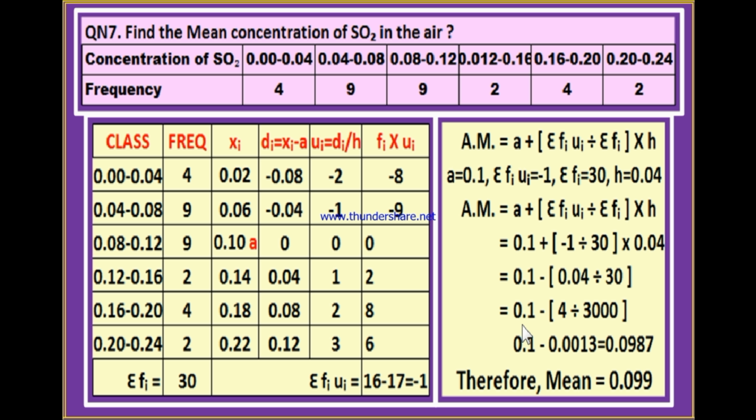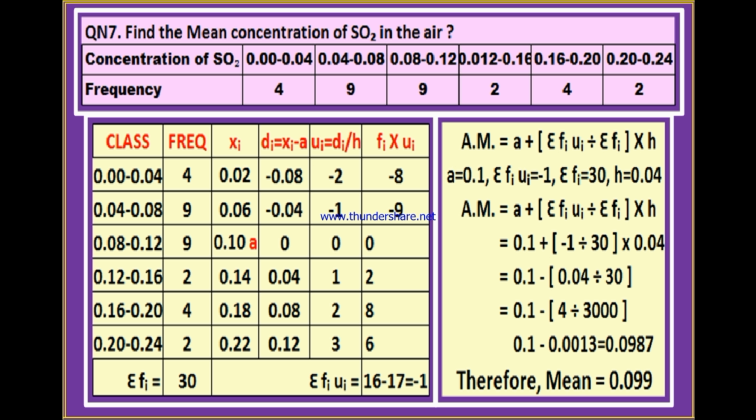If you subtract 0.0013 from 0.1, you will get 0.0987. Therefore, the arithmetic mean of the given data is 0.0987. If you correct it to 3 places, the 4th place is 7. Since it is more than 5, you add 1 to its preceding digit. Therefore, 0.099 is the arithmetic mean of the given data.